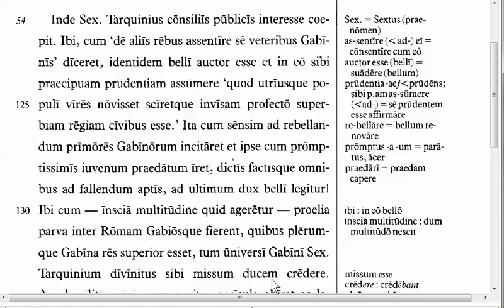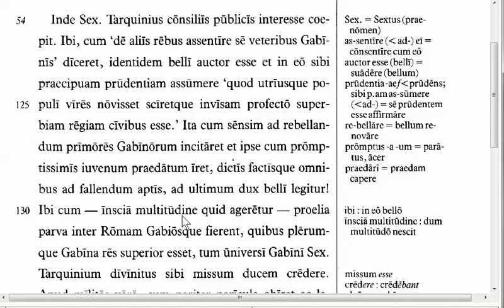So the new feature in this section is inscia with multitudine. Here we have another example of an ablative absolute with a noun form. We have an adjective with a noun, with the multitude not knowing. Remember that the ablative absolute just shows the attendant circumstances. So while the multitude doesn't know what is going on, some battles were happening. And what didn't they know? They didn't know that Sextus was playing them this whole time, that he was tricking them into believing that he was trustworthy and that he was going to help lead them to victory over Rome.